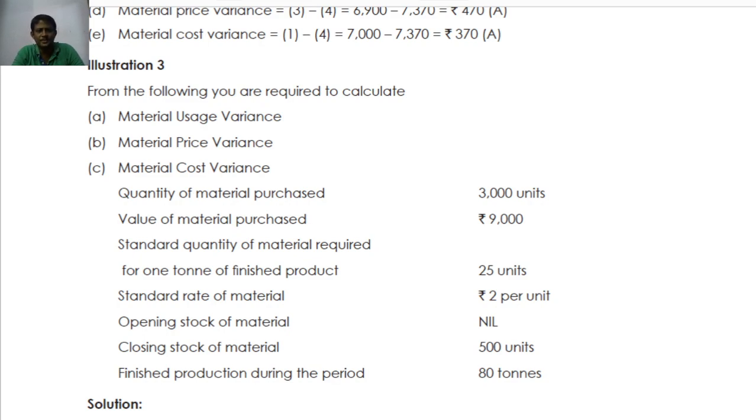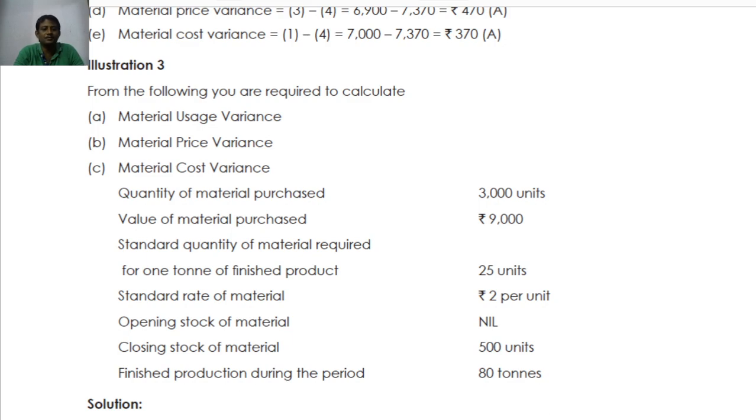So quantity of material purchased 3000 units, value of material purchased 9000 rupees. Then what is the per unit cost? 9000 rupees divided by 3000 units equal to rupees 3. That is your purchase price per unit.